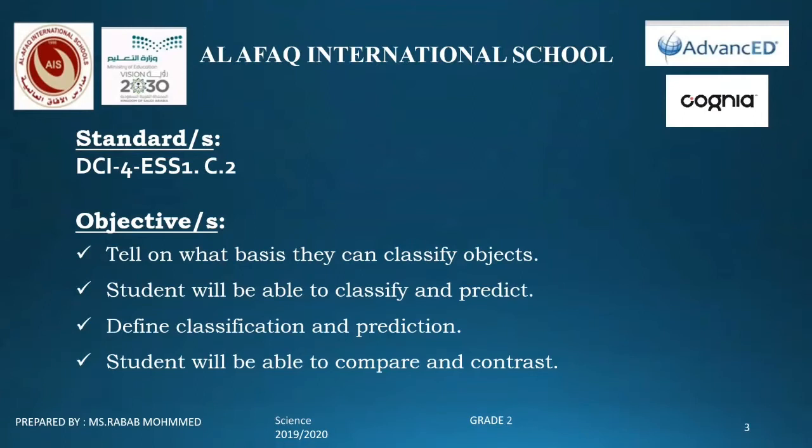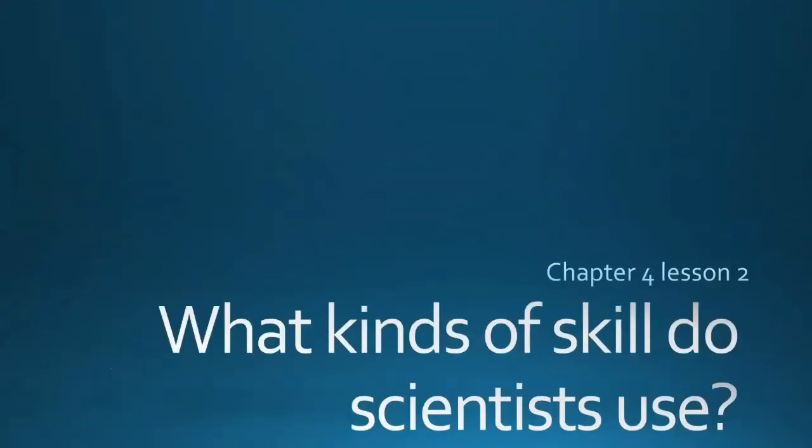Objectives are: tell on what basis they can classify objects. Students will be able to classify and predict. Define classification and prediction. Students will be able to compare and contrast. So again, what is the title of our lesson? What kinds of skills do scientists use?